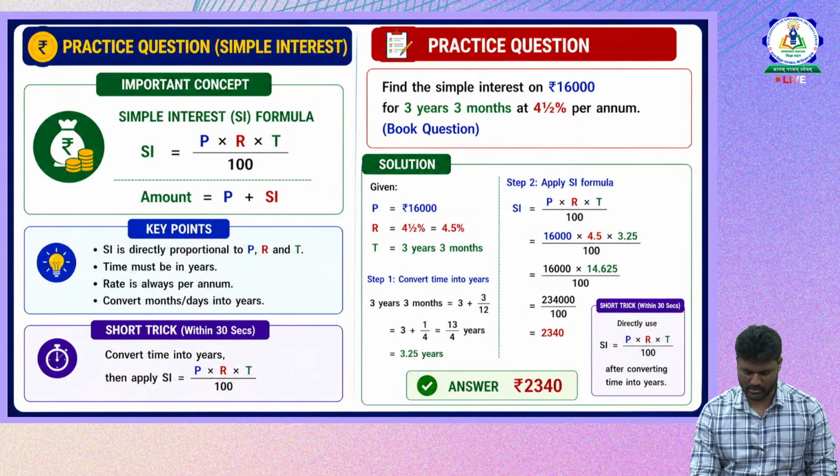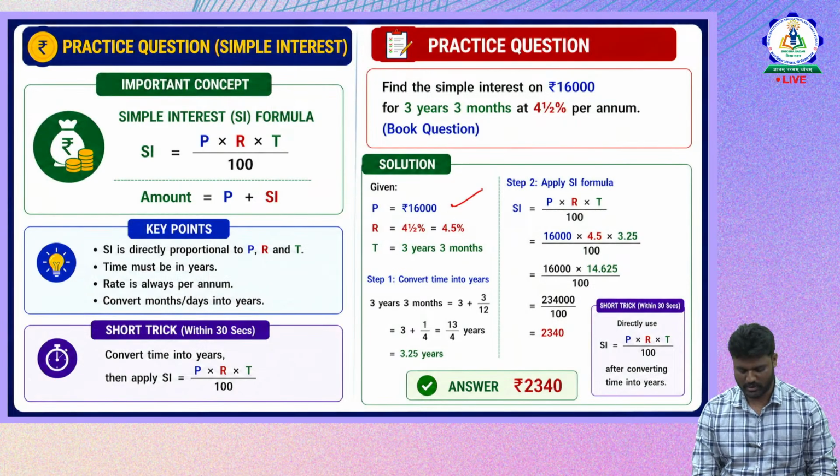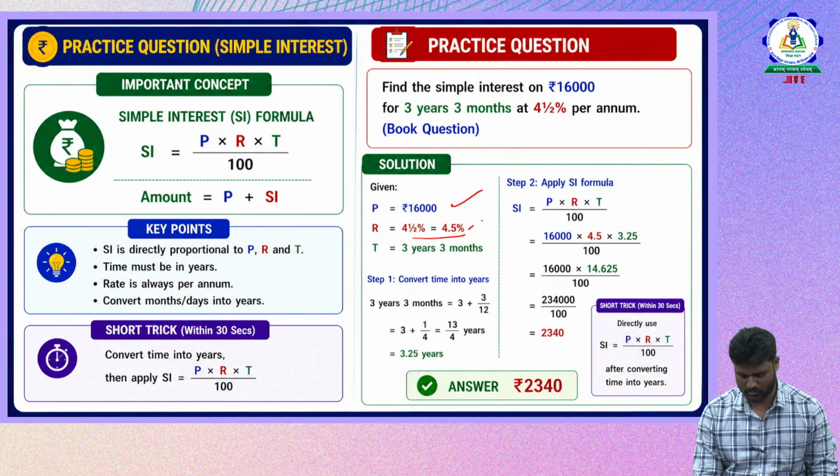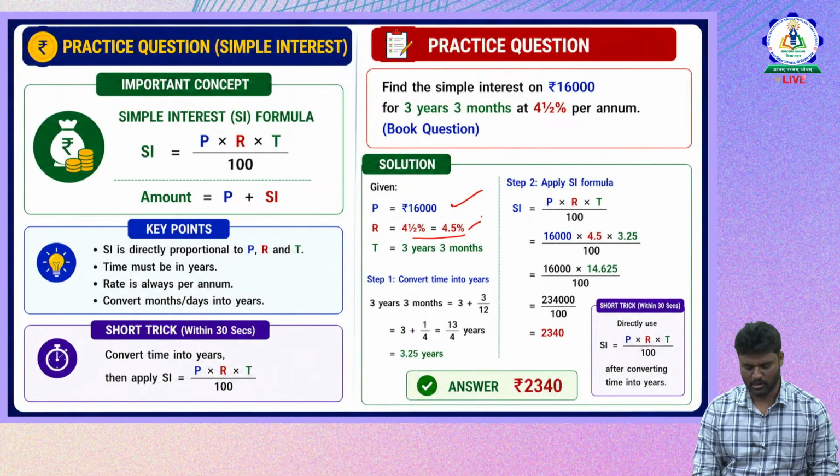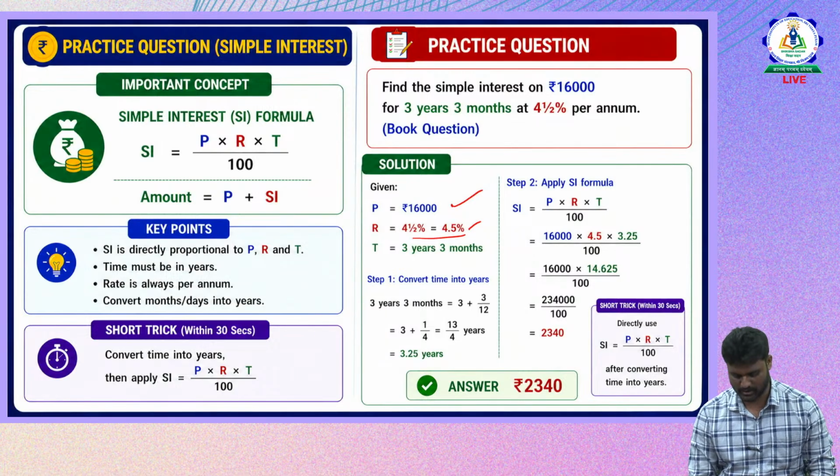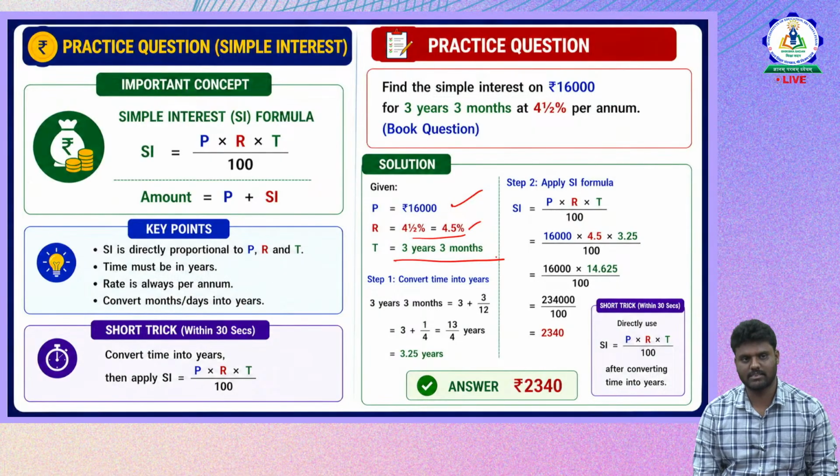Now, what is the principal amount they have given here? The principal amount is 16,000. So what is the rate? How much rate per annum have they given? 4 1/2, which is nothing but 4.5. So that means 4.5% they have given. How many years are they asking here? The time they have given is 3 years 3 months.